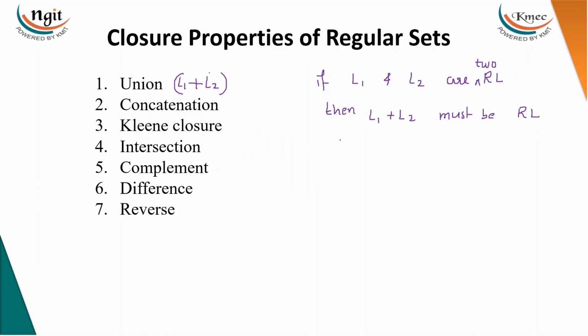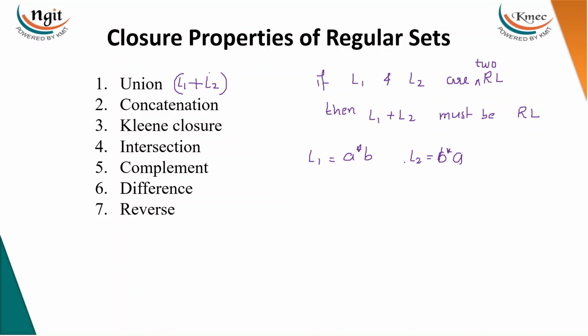So if you want, you can write the definition like: regular languages are said to be closed under union if L1 and L2 are two regular languages, then L1 union L2 must be a regular language. For example, L1 equivalent to a star b, L2 equivalent to b star a, right?